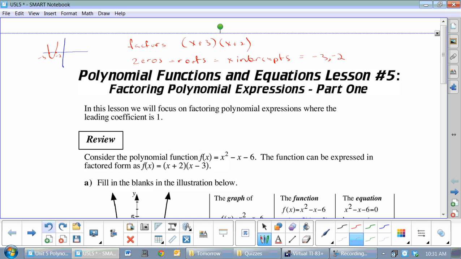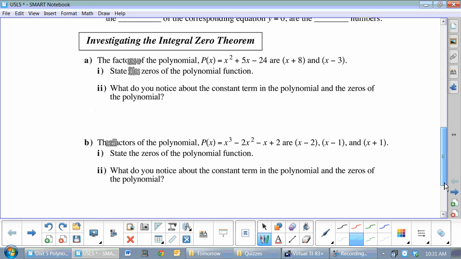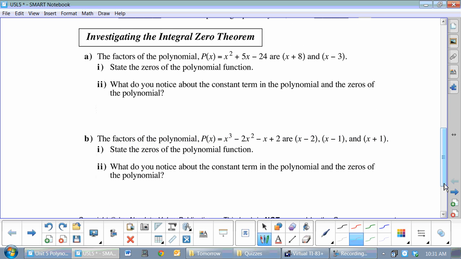Now, as we're going through that, I want you to keep that straight, because actually the book messed it up, and I had to go through and correct some of the notes in the book from the publisher, because they had gotten factors and zeros mixed up. Okay? Now, I'm actually going to go right down to here, and let's talk about investigating the integral zero theorem. That's what we're going to be talking about today.